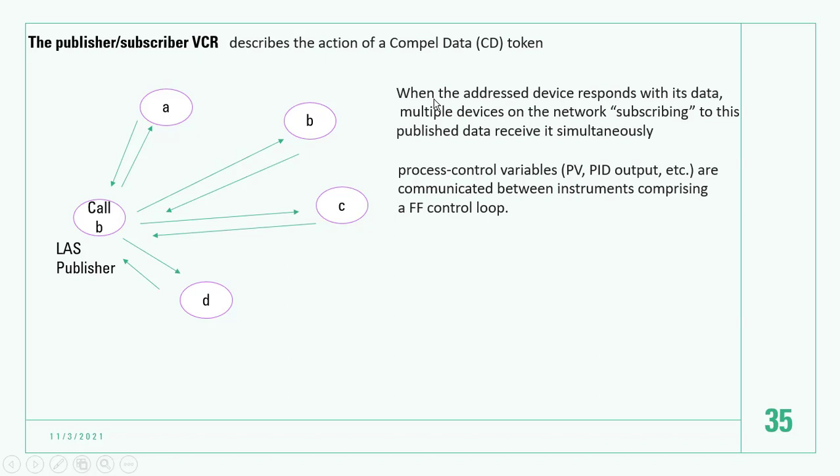Okay. When the addressed device responds with its data, multiple devices on the network subscribing to this published data receive it simultaneously. Process control variables like PV and PID output. This is all communication between instrumentation in the FF control loop. This one is the PV, process variable. PID output is scheduled. For example, an AI block at 500 microseconds, it needs some information.